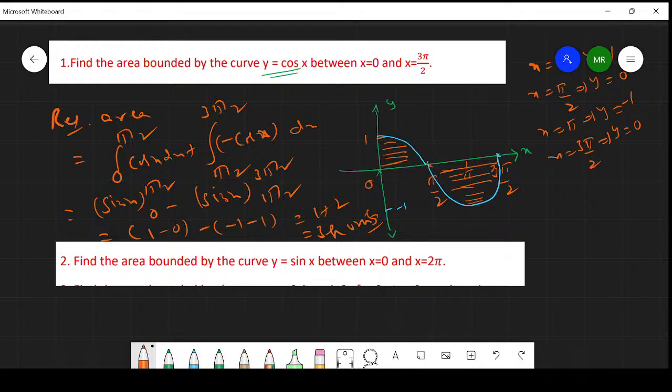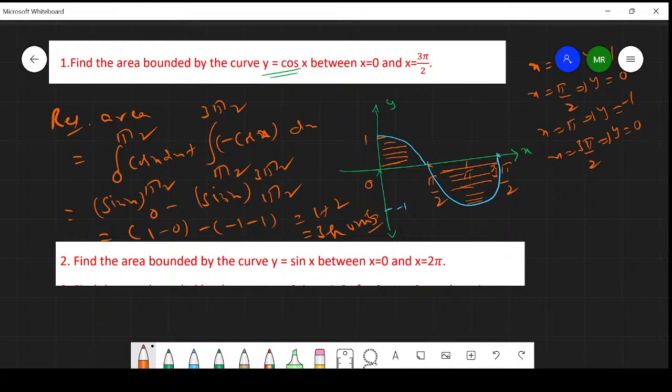The answer is 3 square units. That will be your answer, 3 square units. This is a basic problem, you should learn this. That is why I explained this. They may ask this question for 2 marks or 3 marks. This question is important. That's a basic one. Now see the next one.